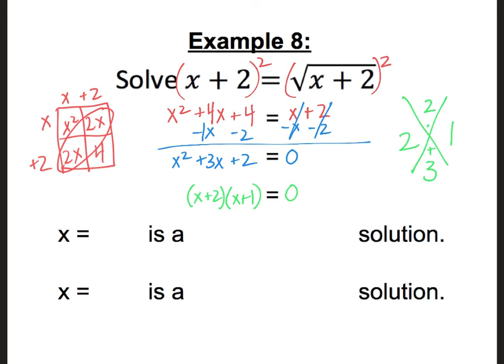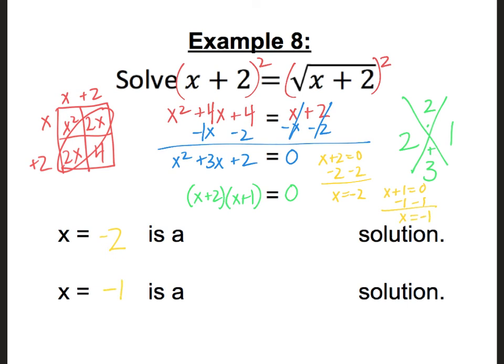Again, you do have to set both of those parts equal to 0 to solve for your solutions. So if I do x plus 2 equals 0, we'd subtract 2 from both sides and get x equals negative 2 for my first solution. For my second one, we do x plus 1 equals 0. Again, subtract 1 from both sides, we get x equals negative 1.